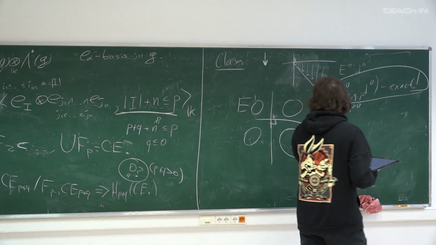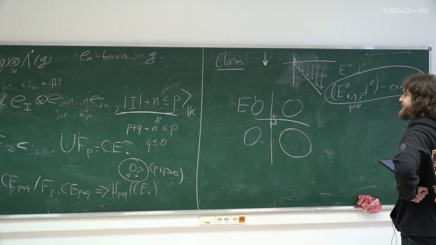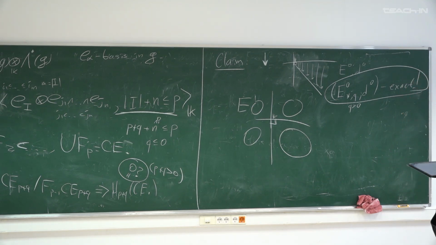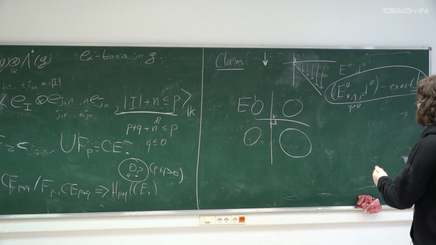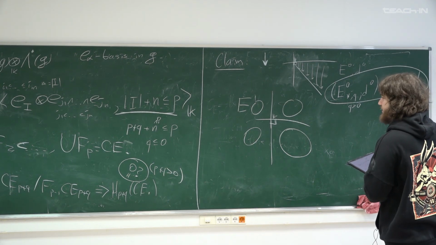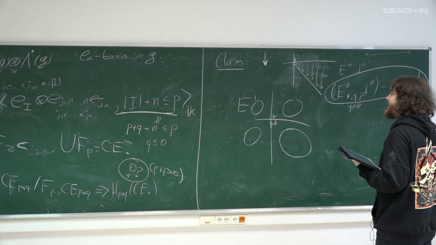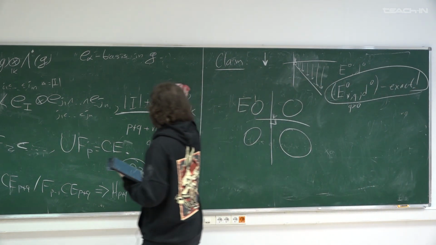Why? Maybe, okay, let me check this exactness, and then I will explain why it implies that the homology of my chain complex is also 0. Why is this 0? Because these columns are just Koszul resolutions over polynomials.